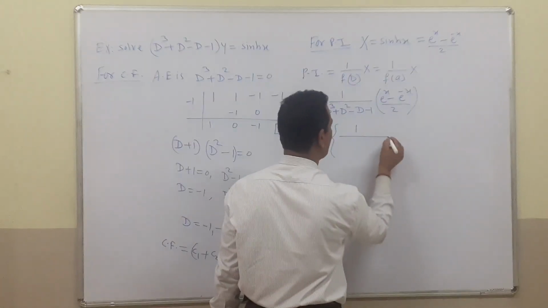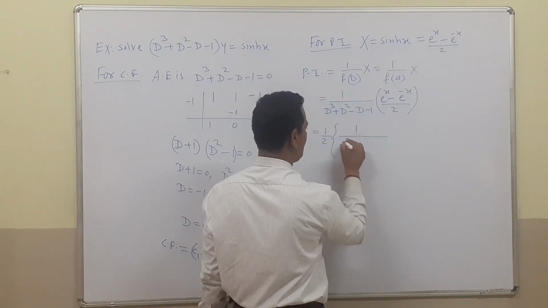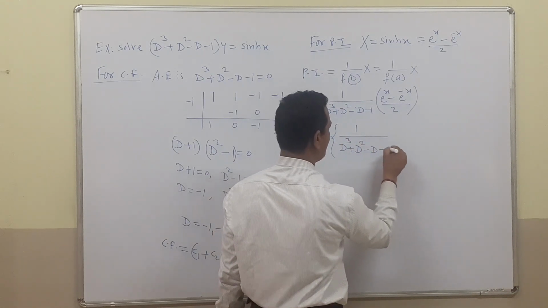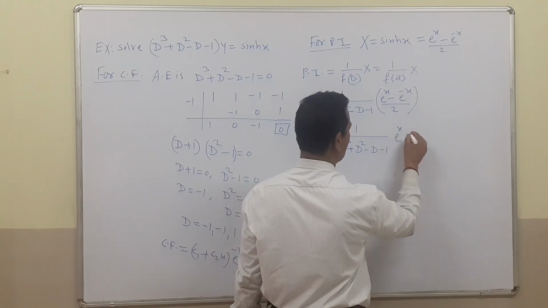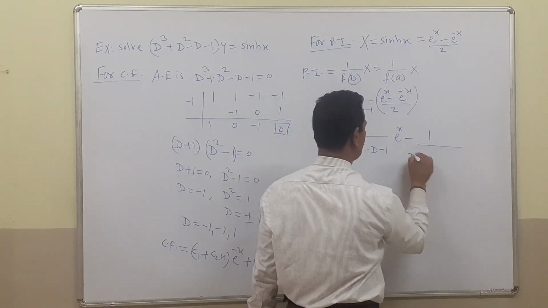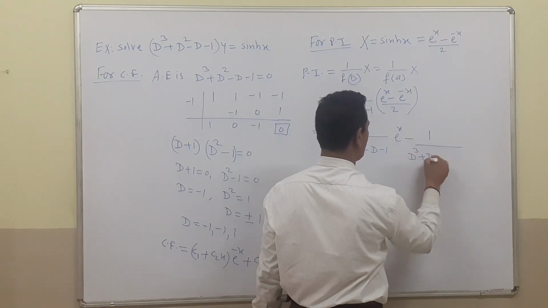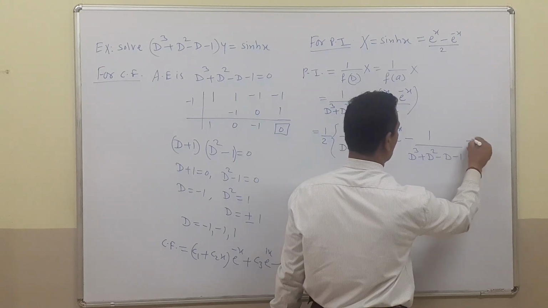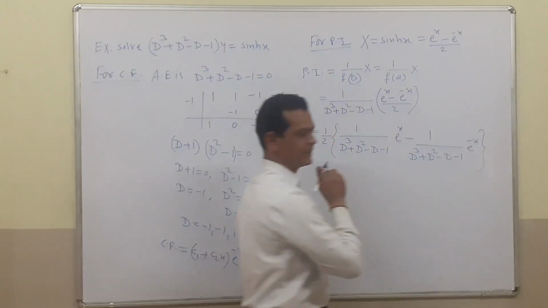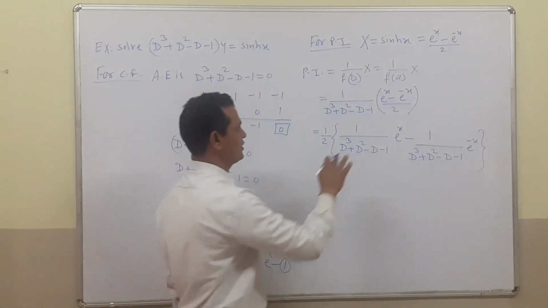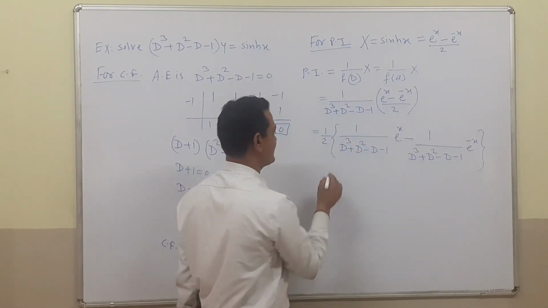So we can write this as 1 upon d cube plus d square minus d minus 1 into e raised to x, middle sign is minus. So this is 1 upon d cube plus d square minus d minus 1 into e raised to minus x. So in this way we split the given equation, because two terms are there on the right hand side.